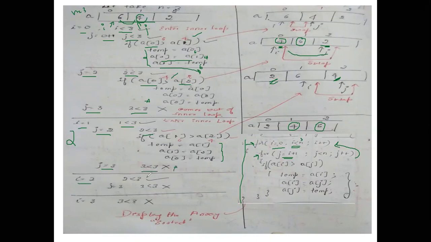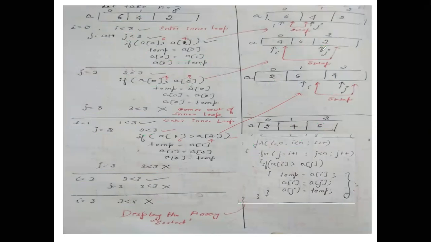2 is less than 3. Yes, true. j is equal to 3. 3 is less than 3. Condition fails. Come out of the loop. Increment the value of i, i is less than 3, condition fails, and ultimately display the array elements. So this is the logic that we are following for sorting the array using selection sort.